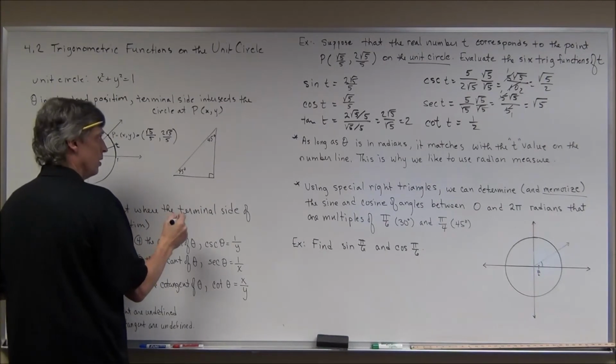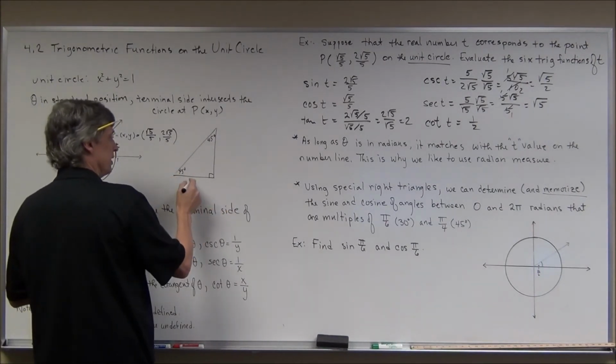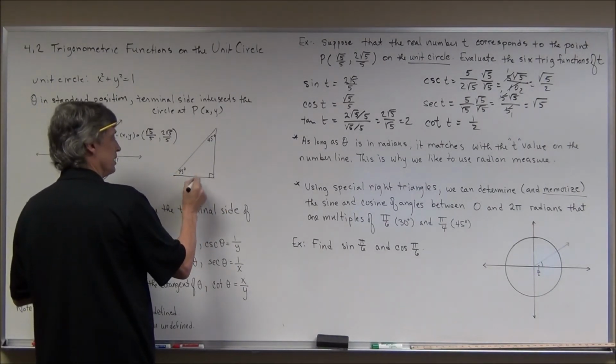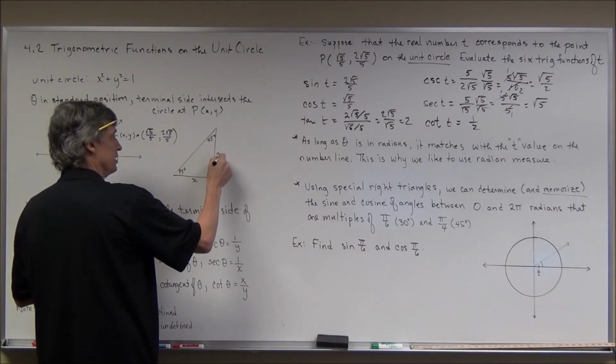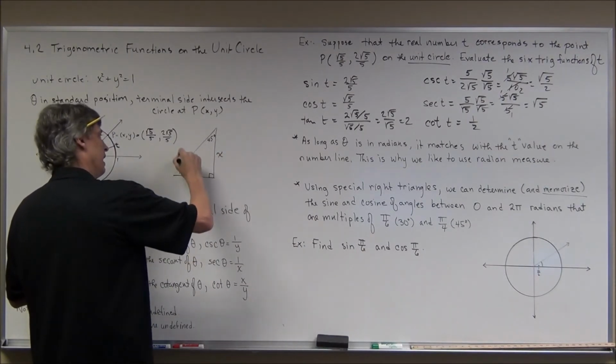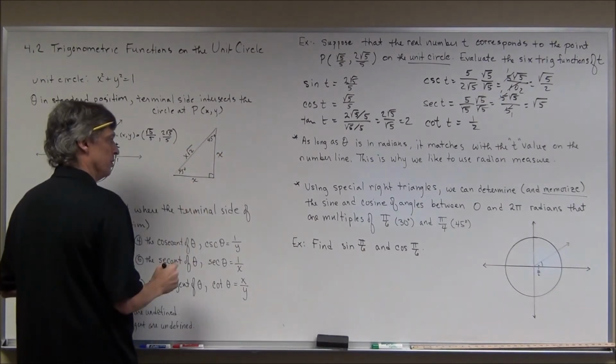If we know one of the sides, let's say that this side here is x, then we know that this side here is x because it's isosceles, and the hypotenuse is x square root of 2.